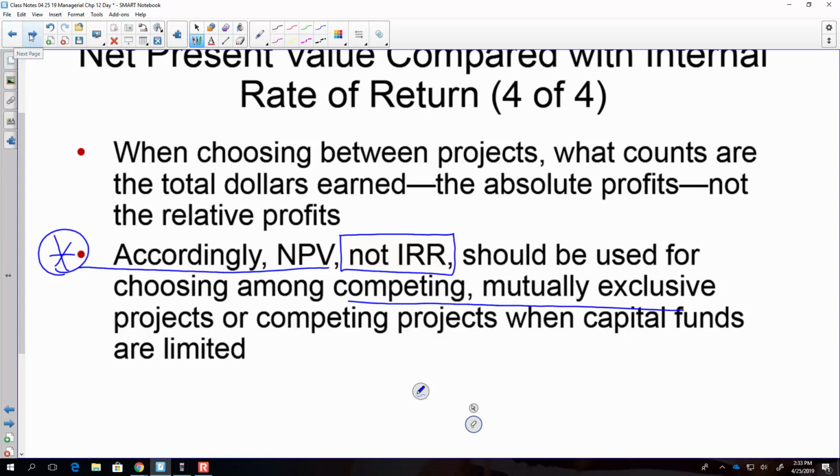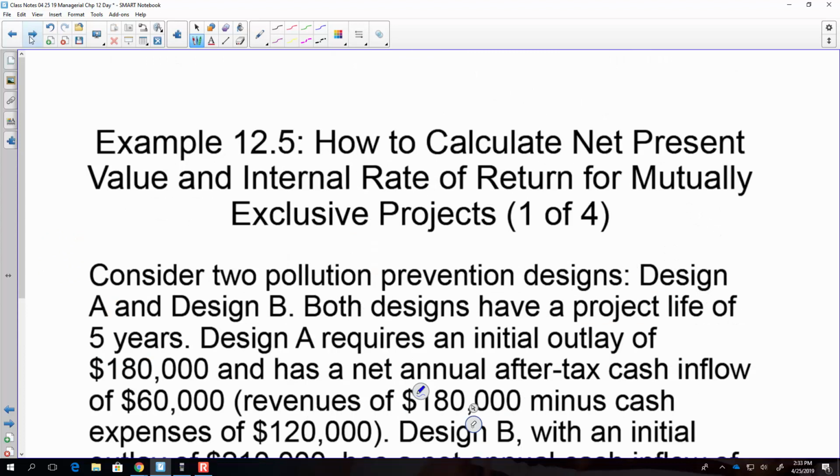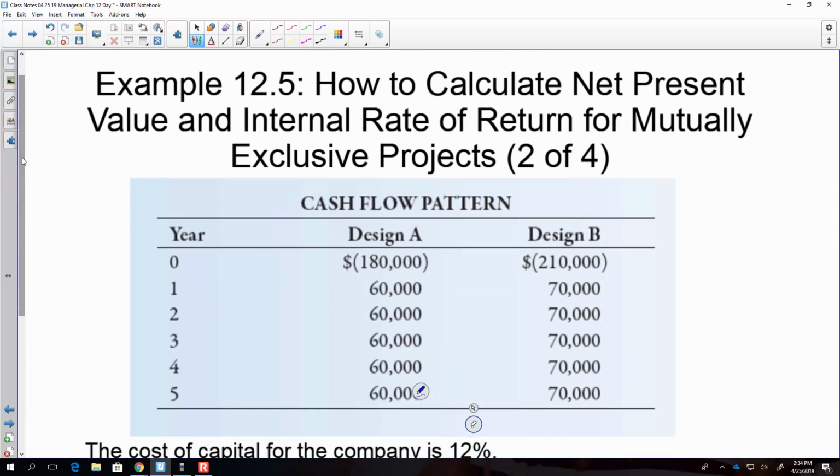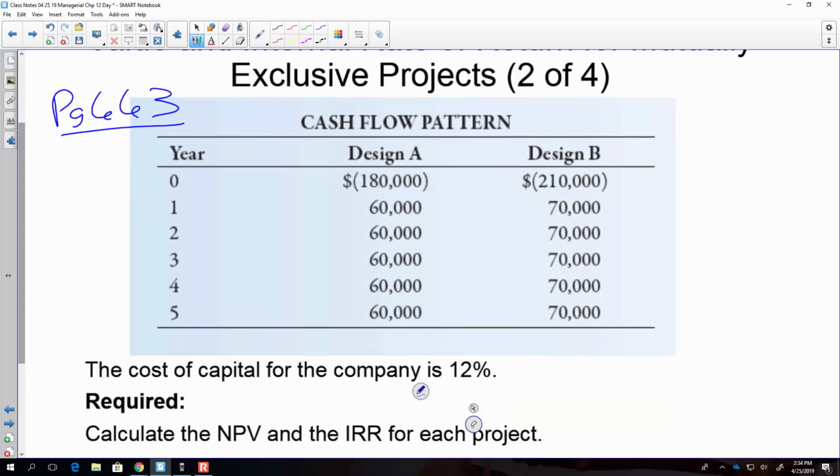Example number 4, is it 4? 5, helps us show this effect. So in example 5, which is on page 663, we have project A here, or design A, and design B. Design A, $180,000 investment. We're going to get $60,000 a year for 5 years. Design B, our investment is $210,000, expecting $70,000 per year for 5 years. The company's cost of capital, 12%.